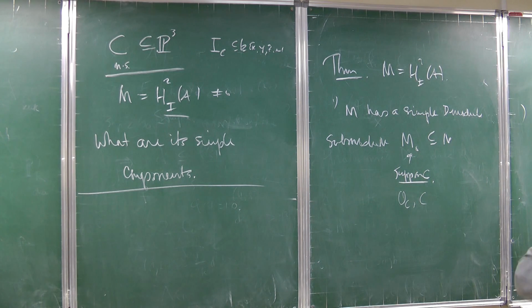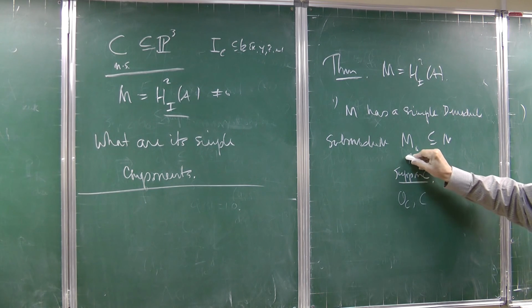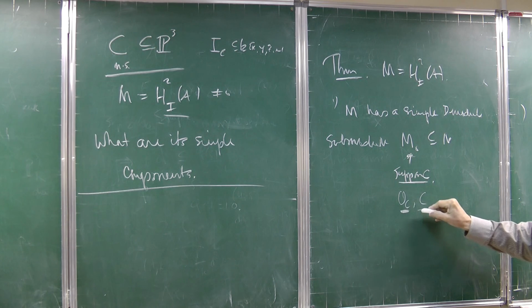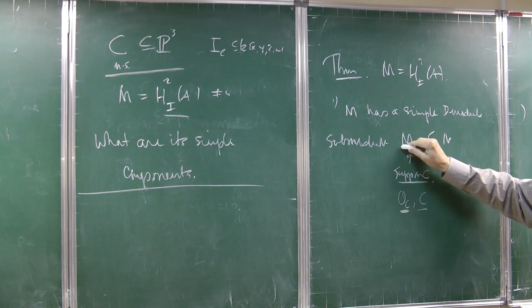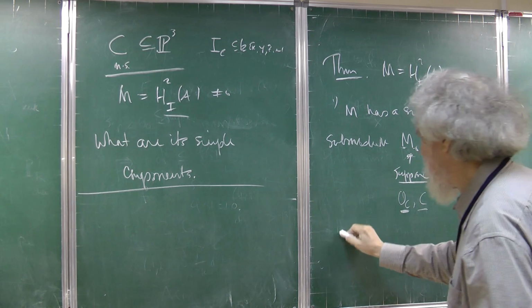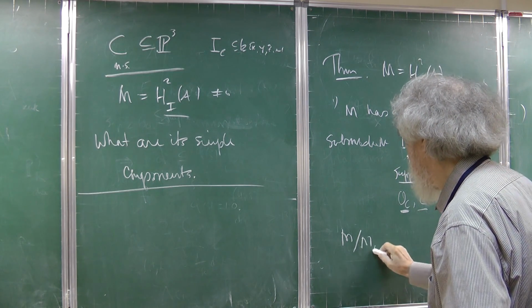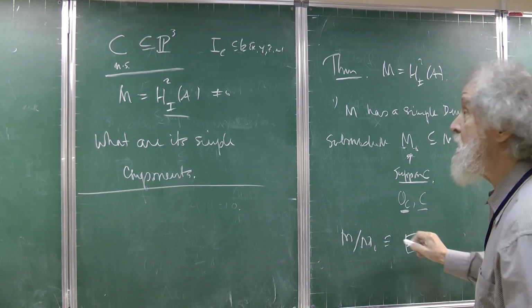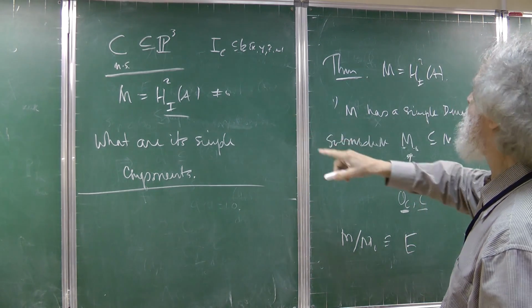Because when you give a closed subvariety, and you give an open subset of that, and you give an integrable connection on the open subset, there's something called the intermediate extension. So if you take O_C itself, its intermediate extension is going to be some indecomposable thing, some simple thing. So that's one. And then, what about M over M0? M over M0 is going to be isomorphic to a direct sum of copies of E.